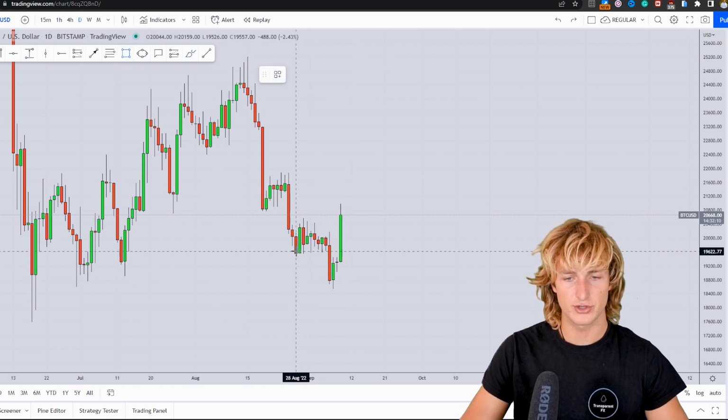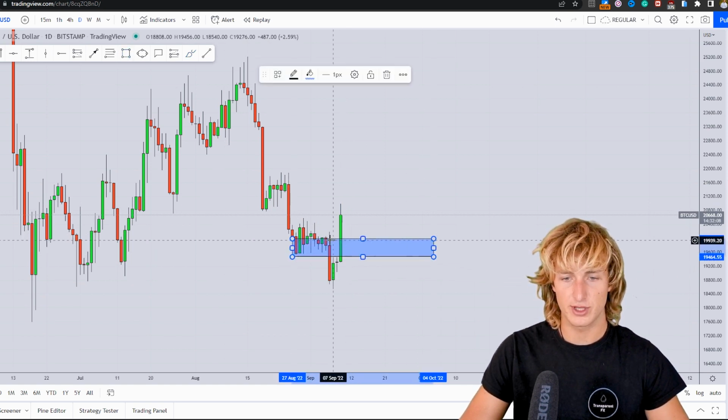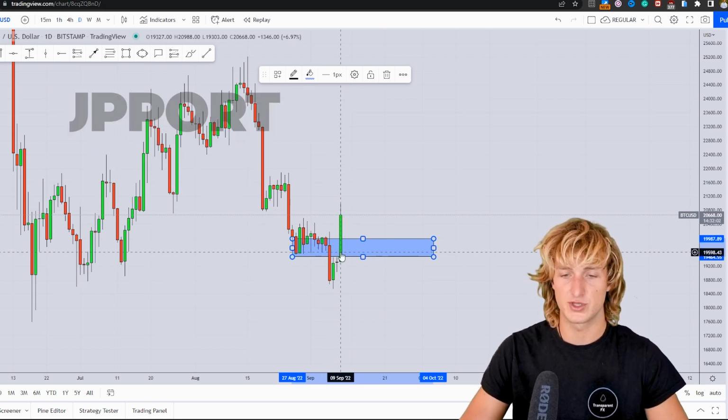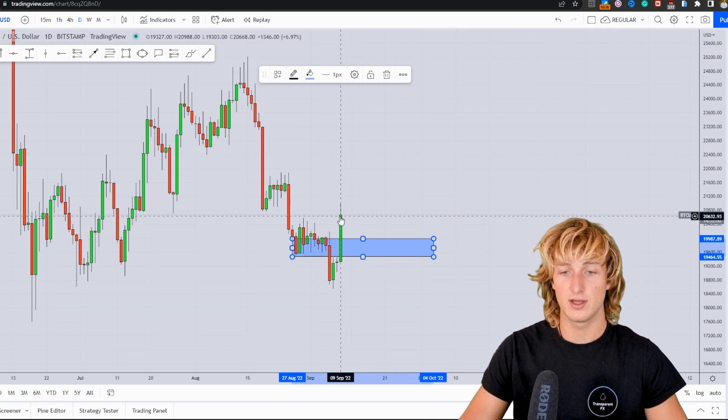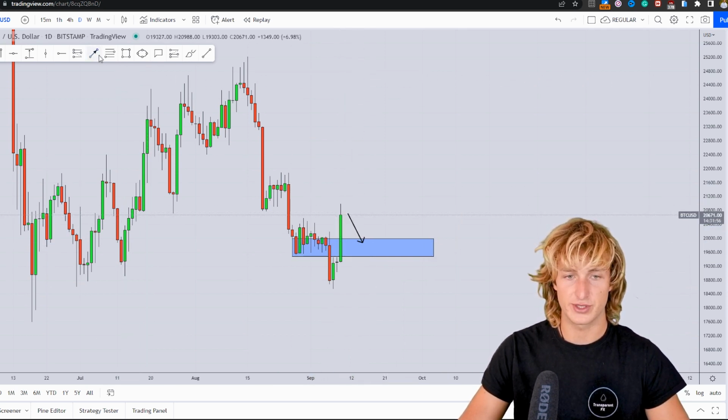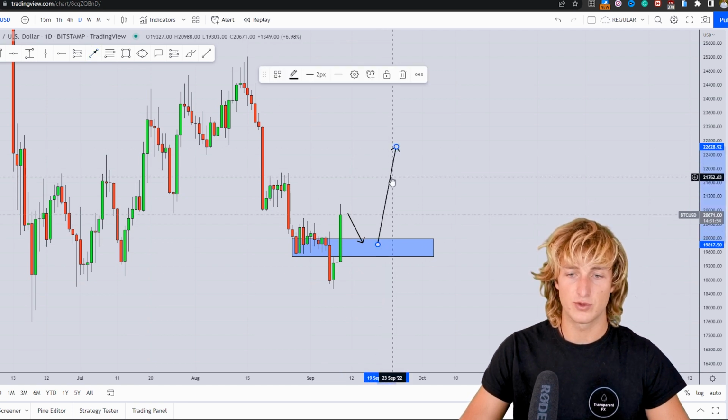If we look at this structure, we can notice how all this consolidation zone here is currently previous support, which was supposed to be turned resistance. Here the market failed in respecting it as resistance, and is currently breaking above it. So what we could expect is a retest of this previous resistance turn support, and then a potential rejection to the upside.